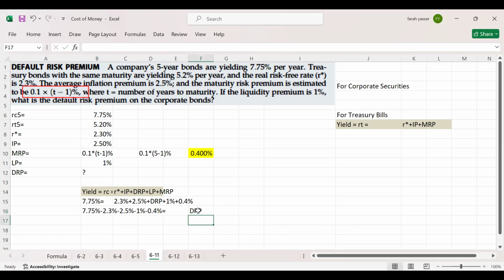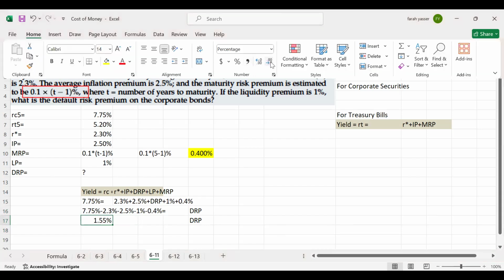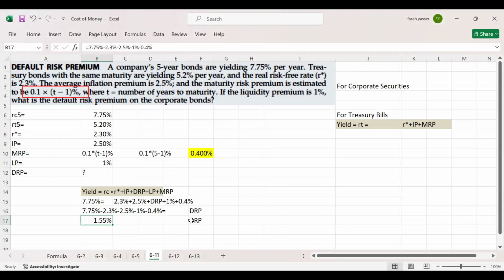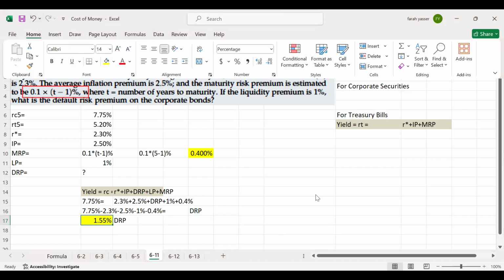Default risk premium. So by calculating all these, the default risk premium here is 1.55%. So this is the answer. Default risk premium is 1.55%.